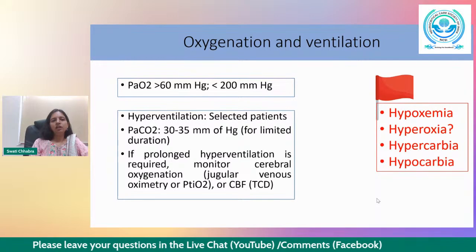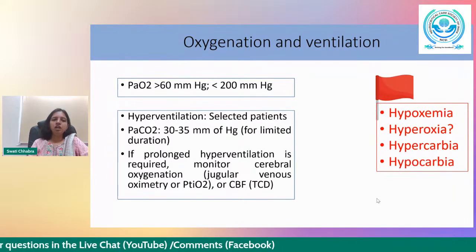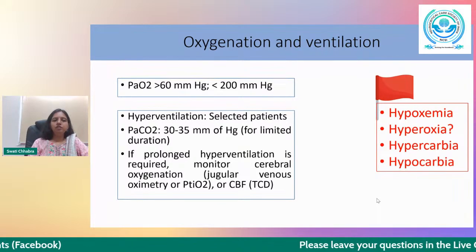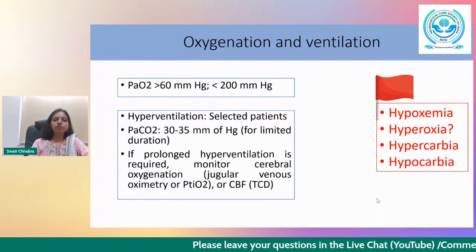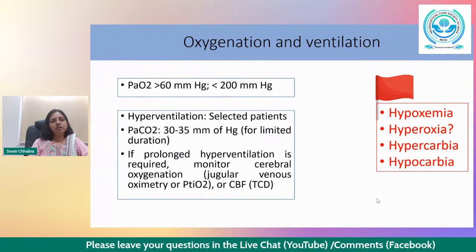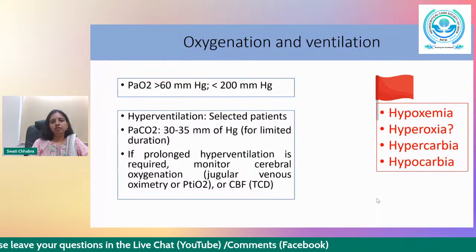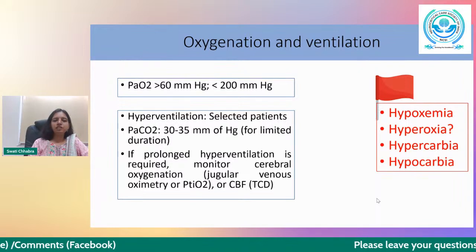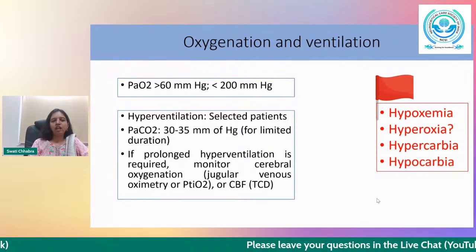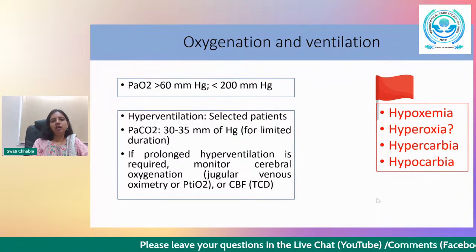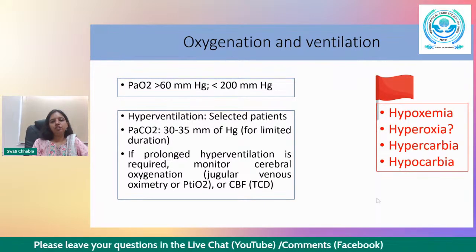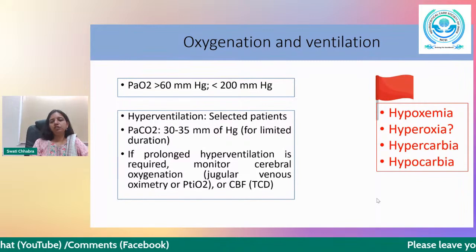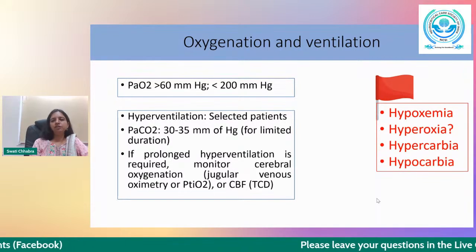And hyperventilation can be used in selected patients, usually 30 to 35 millimeters of mercury partial pressure of CO2 for a limited duration. Otherwise, 35 to 40 is the target if there is enough brain relaxation. However, in some patients with raised ICP which is refractory, who require prolonged hyperventilation, this should be done under the guidance of jugular venous oximetry, the measurement of oxygen tension in brain tissue, or cerebral blood flow as measured with TCD.